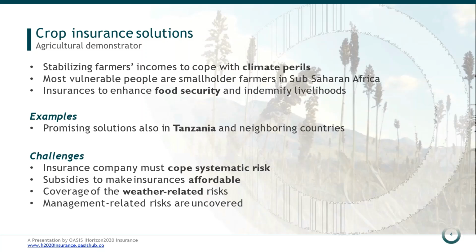We also always have the question about affordability for the farmers, and also whether the government should pay subsidies and how this should be designed. And finally, there's also an important aspect with respect to available data and available information when we look at the weather-related risks which should be covered by the insurance.